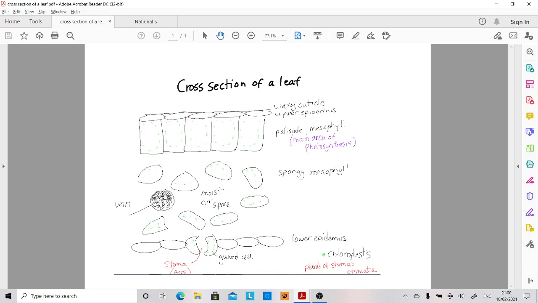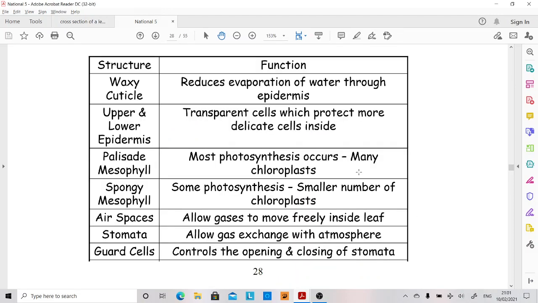There's also veins in the leaf. Veins contain xylem and phloem, which we'll see a little bit about later. Here's a table that runs through the different parts of the plant leaf. If you want to revise for this section properly, you want to be able to draw this cross-section of a leaf from memory. So draw one out and then learn the parts, and then make sure you can draw it without looking, and then you know that you know it well enough.